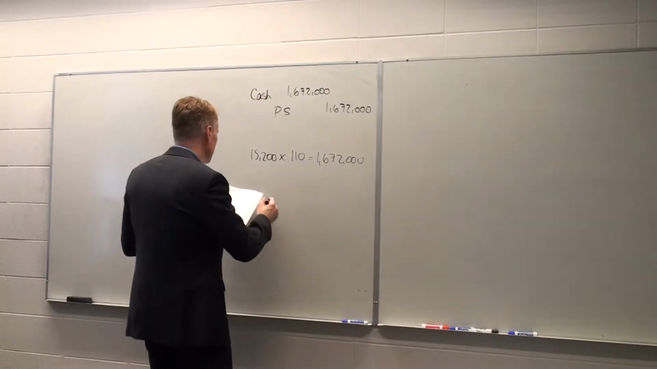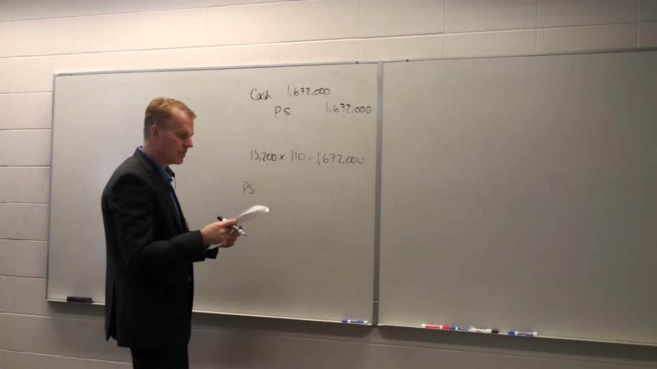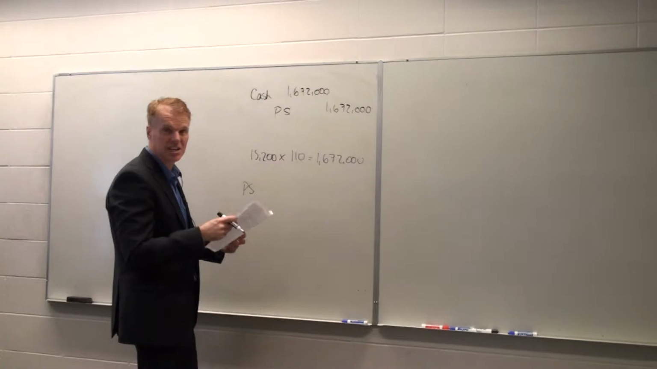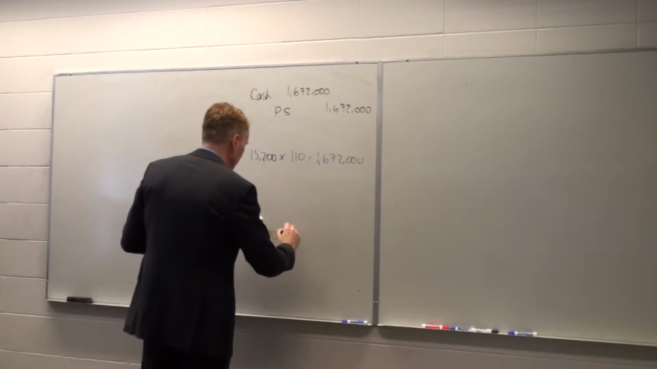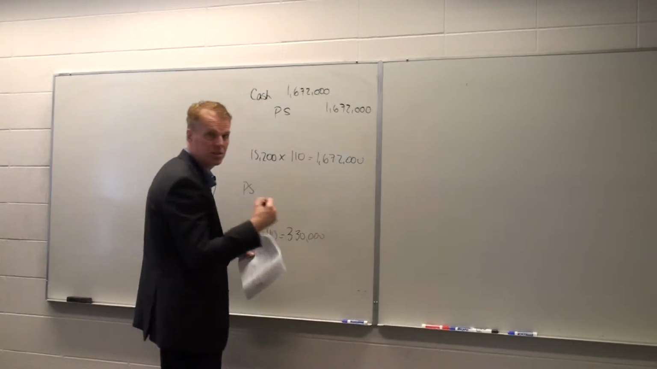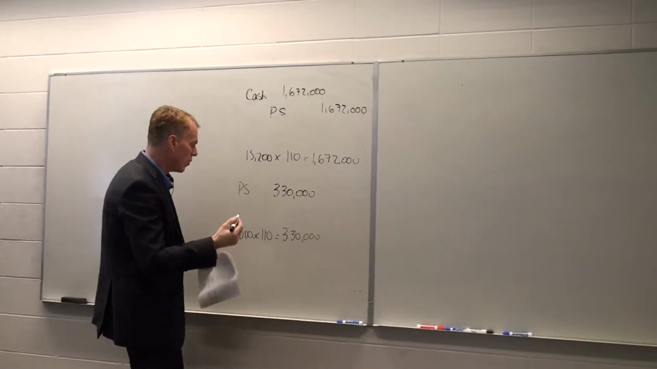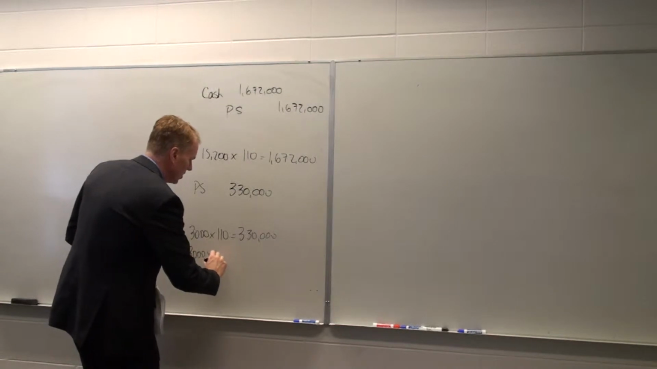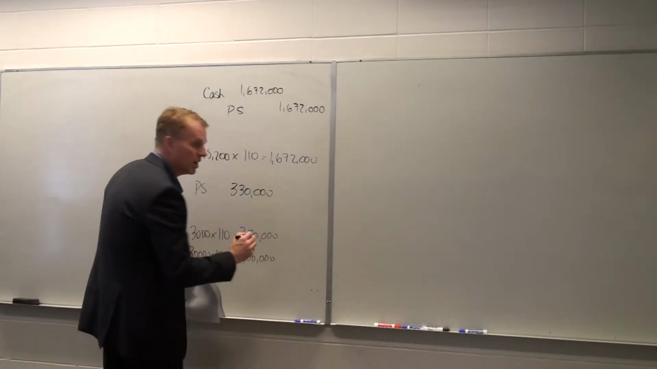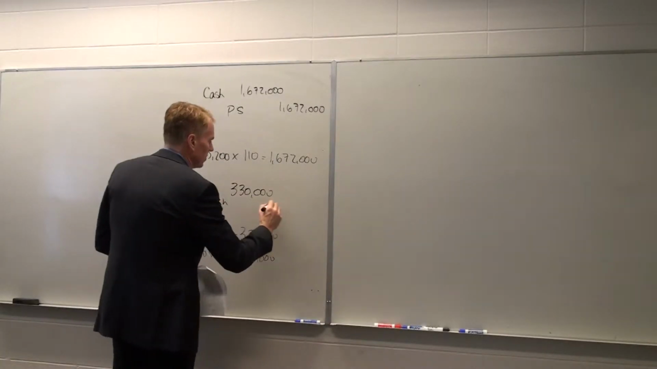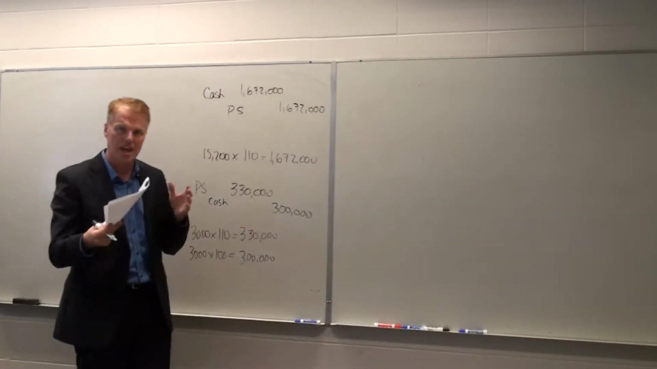So let's take a look at this entry. We're retiring our preferred shares, and we basically retire them at the price that we issued them. So we issued them for $110, so that will be equal to $330,000. So $330,000 for our preferred shares. Now we paid $100 for these preferred shares, so we paid cash-wise $300,000. So cash, $300,000. So what is this difference? Well, this difference is that gain I was talking about.